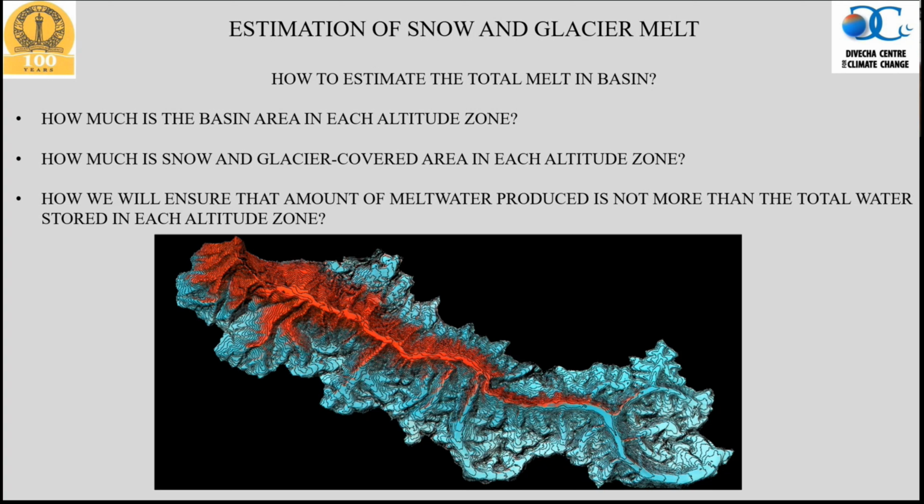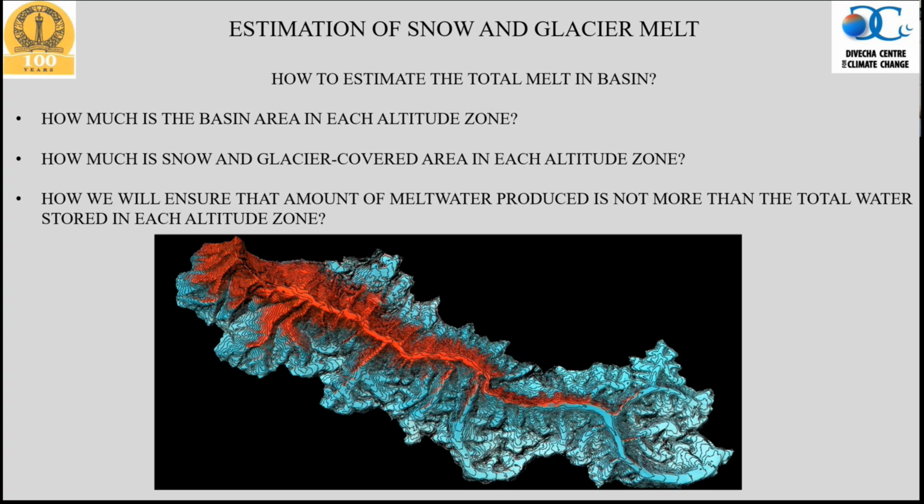So in order to do that, generally, in each altitude zone, you first estimate how much is the basin area in each altitude zone. Then you should estimate how much is snow and glacier covered area in each altitude zone, and how we will ensure that the amount of meltwater produced is not more than the total water stored in each altitude zone.